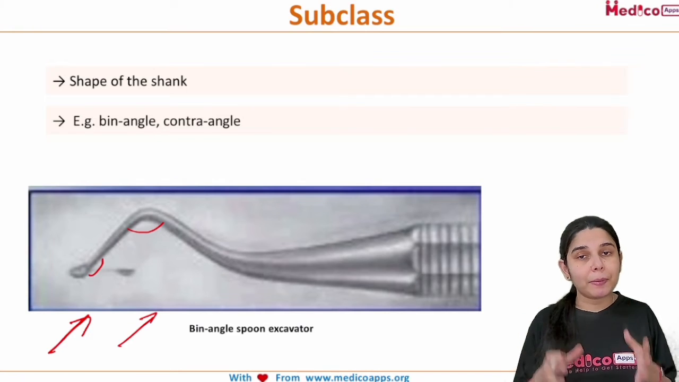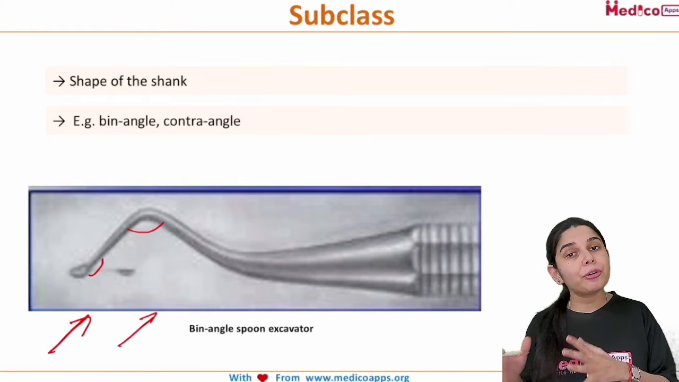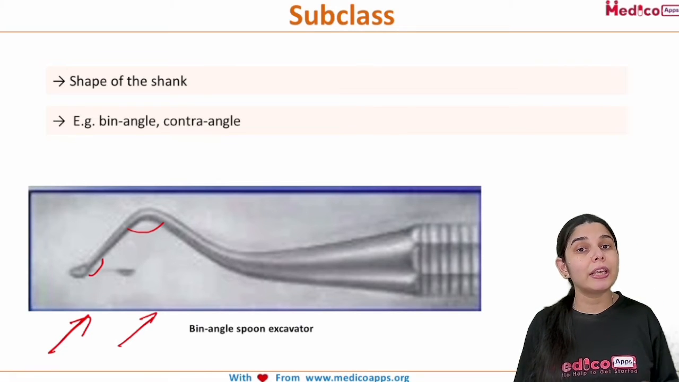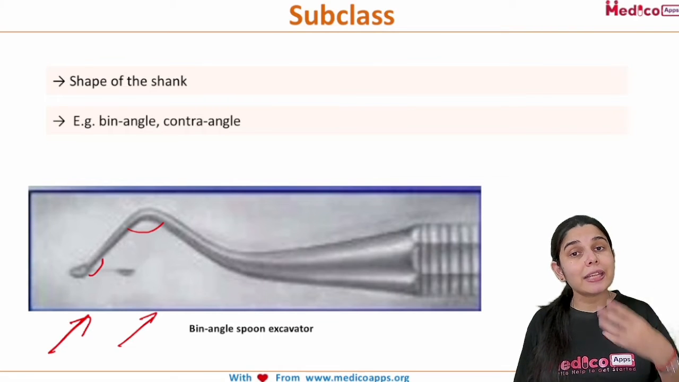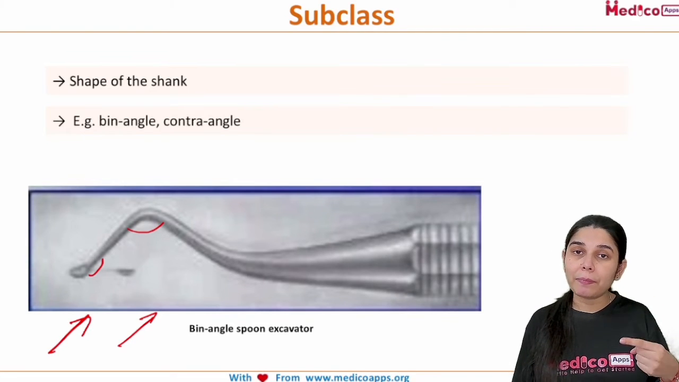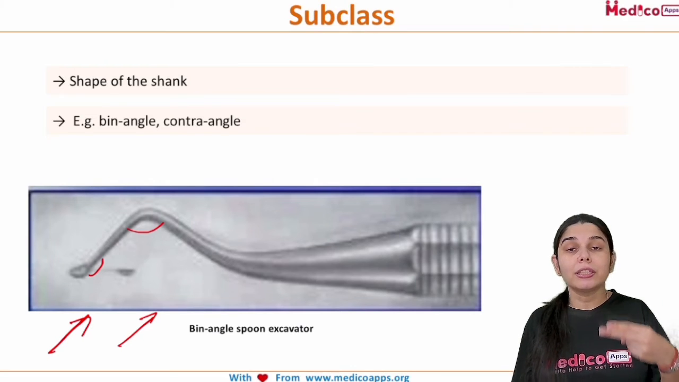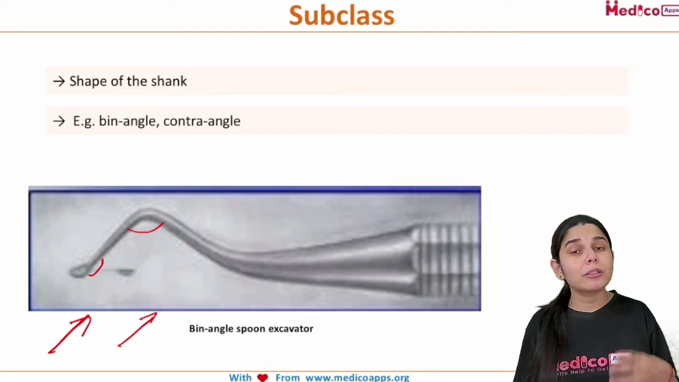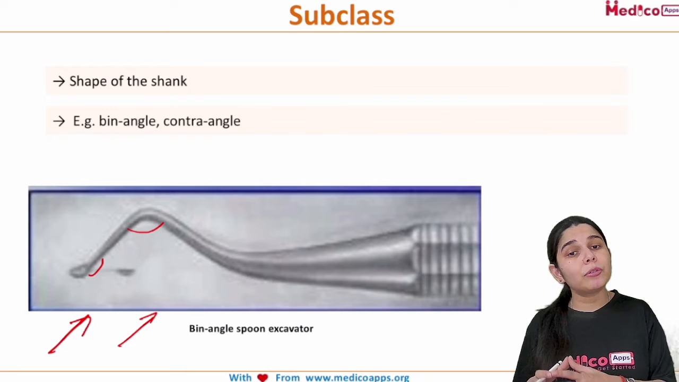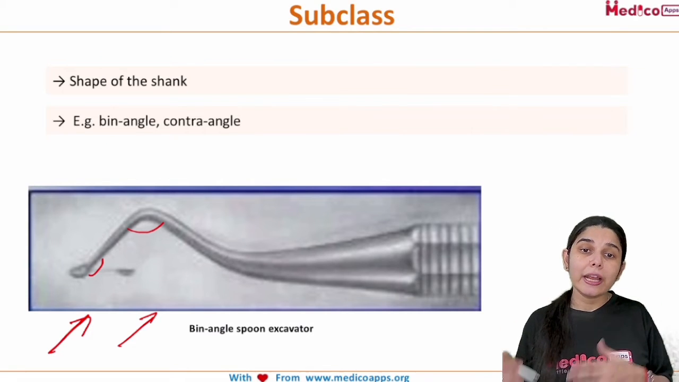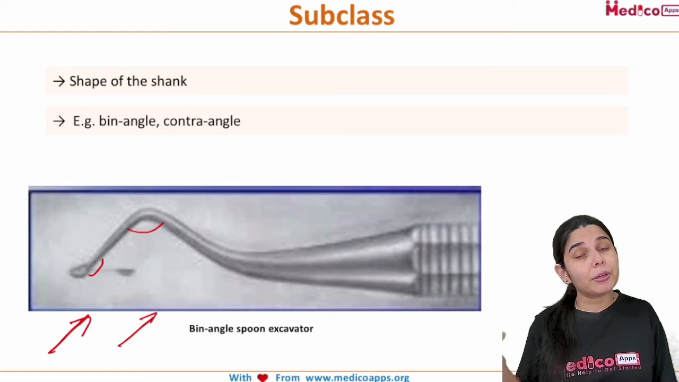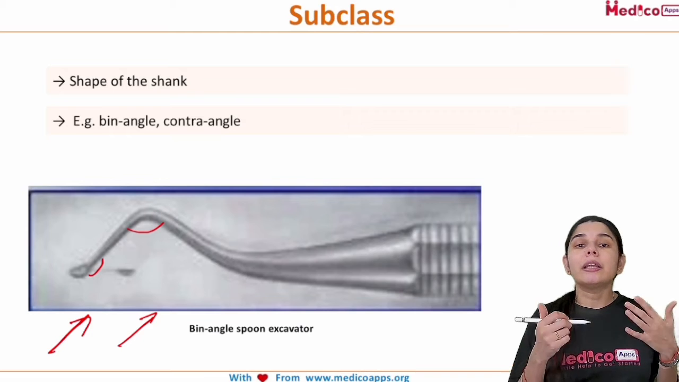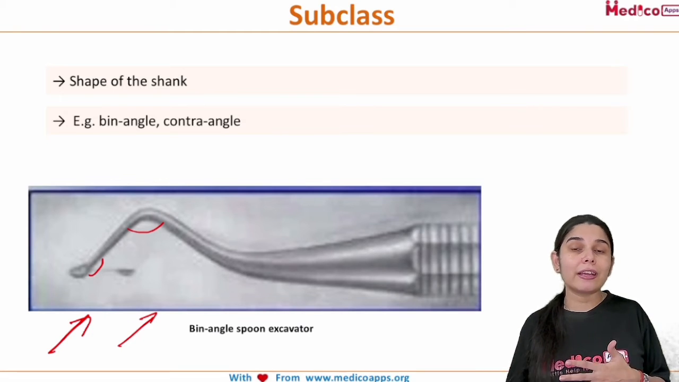So the four classes, according to Dr. G.V. Black, the four categories in which he classified the nomenclature are the order, suborder, the class and subclass. Order was function or purpose. The second category was suborder, that was the position or manner of the use of the instrument. The class was about the design or form of the working end. For that you have to remember spoon excavator. And lastly, the subclass was the shape of the shank, like the bi-angle spoon excavator or the contra-angle excavator.